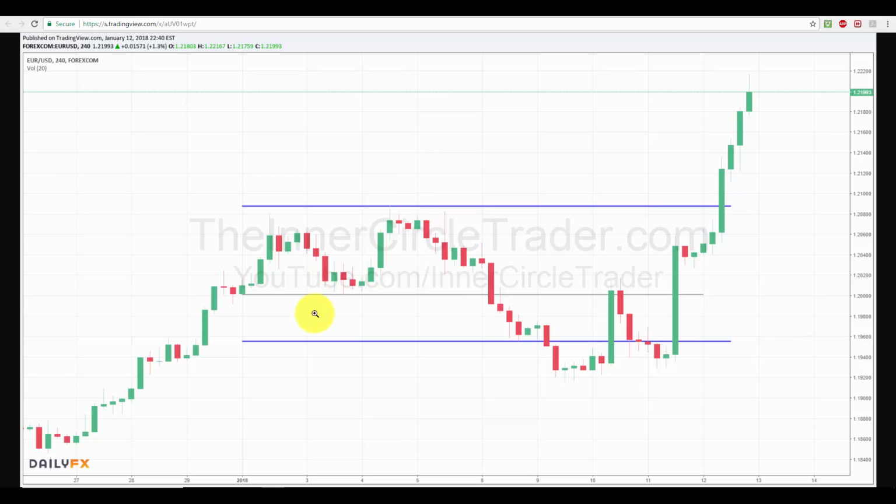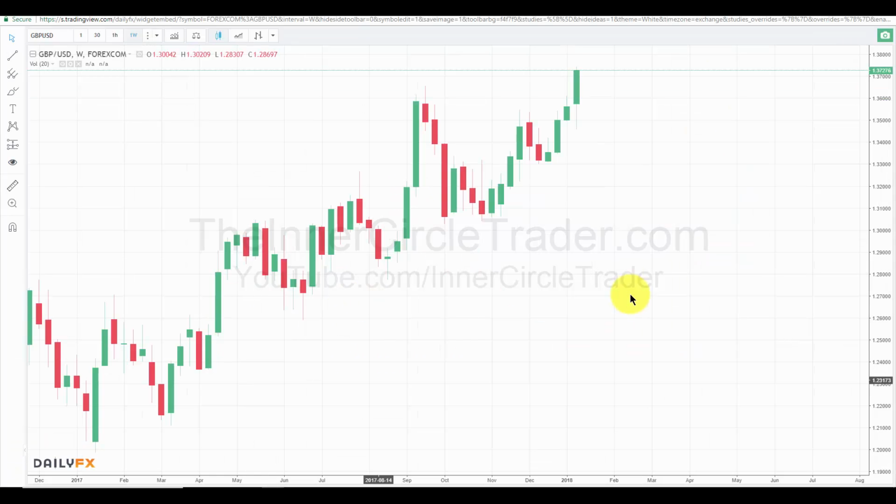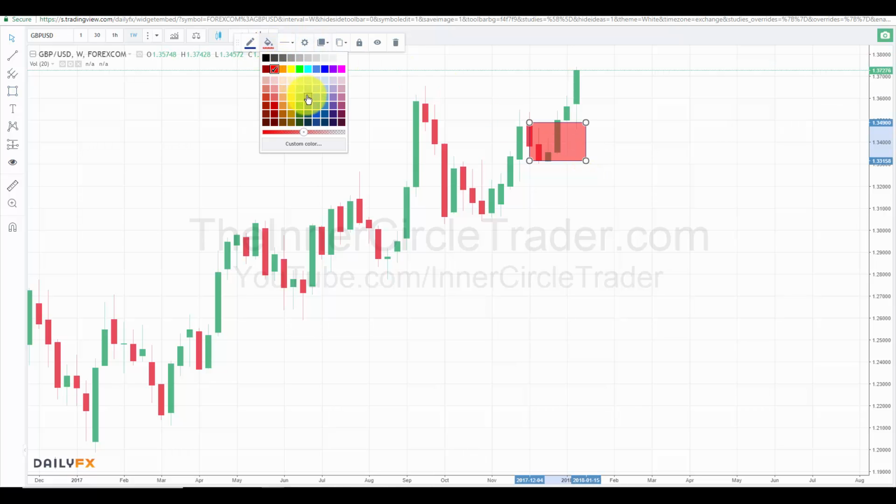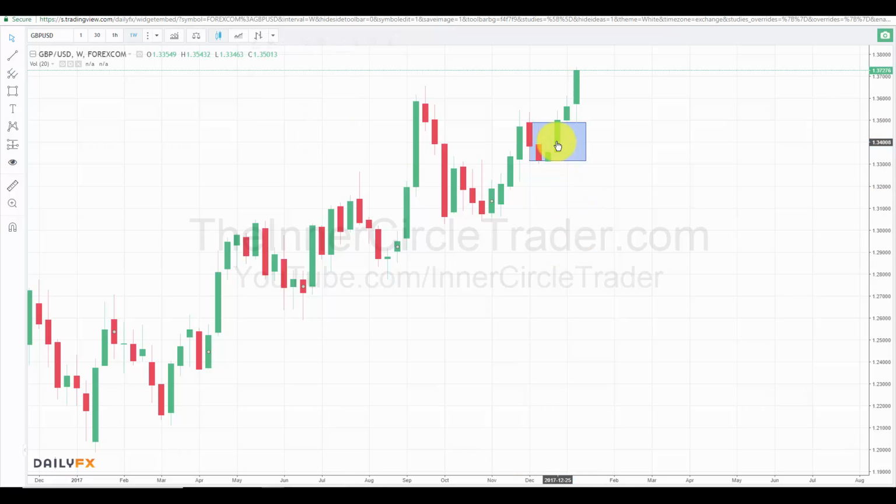So I'm going to go over to Daily FX. We're looking at the cable, British Pound USD. This is a weekly chart, and I want to again draw attention to the order block in here. Right in here is the order block, and we'll use this area here to be shaded in blue.